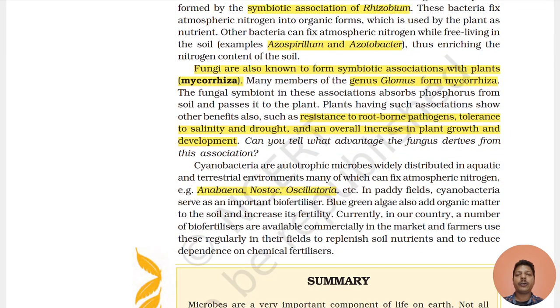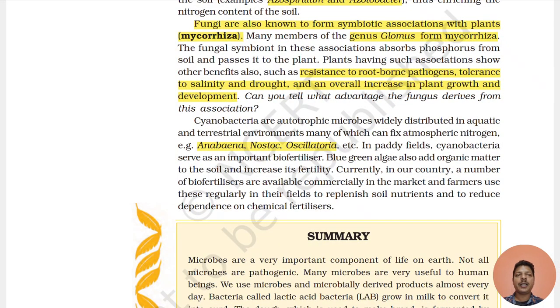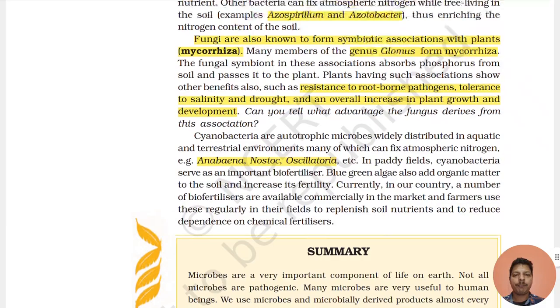Here, cyanobacteria are autotrophic microbes widely distributed in aquatic and terrestrial environments, many of which can fix atmospheric nitrogen. Example: Anabaena, Nostoc, Oscillatoria. In paddy fields, cyanobacteria serve as important biofertilizers. Blue-green algae also add organic matter to the soil and increase its fertility. Currently in our country, a number of biofertilizers are available commercially in the market, and farmers use these regularly in their fields to replenish soil nutrients and to reduce dependence on chemical fertilizers.